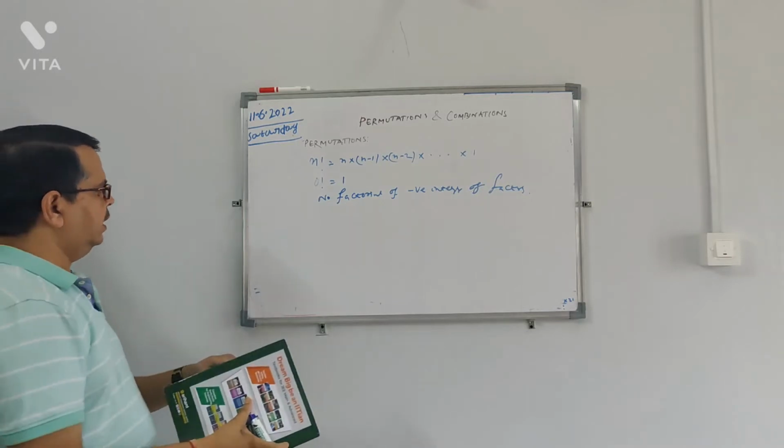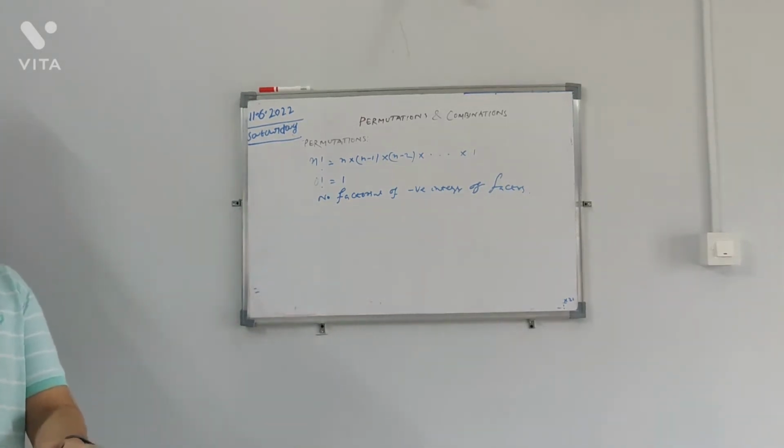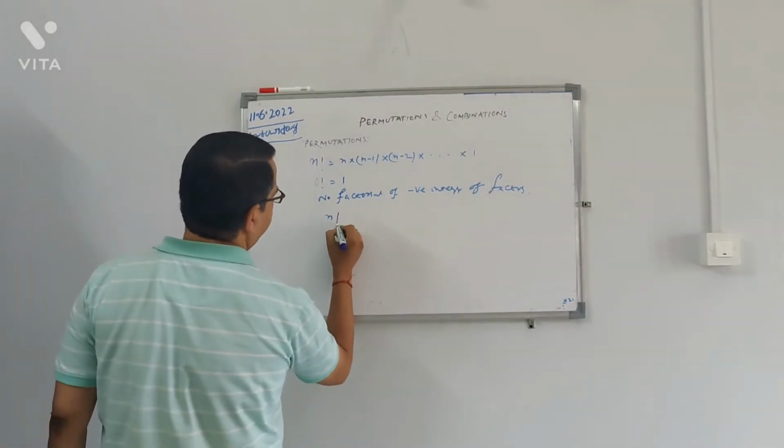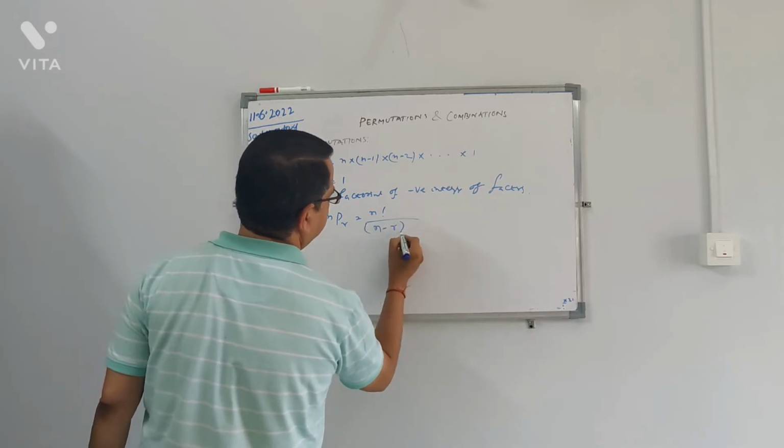Then permutation is the arrangement of things, and nPr we have done already. nPr is equal to n factorial by n minus r factorial. That is permutation.